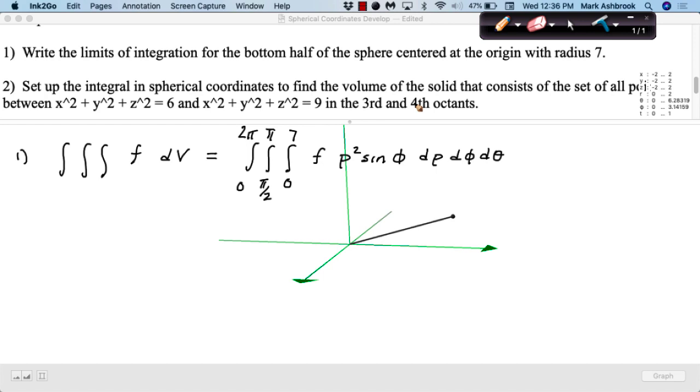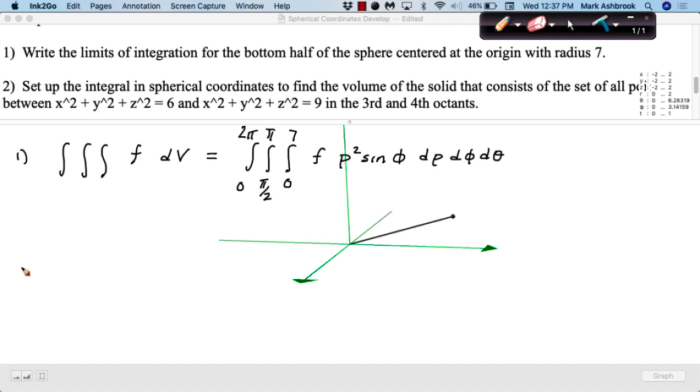Does this example make sense? Okay, so the next one's just slightly harder, but not bad. We want to set up an integral in spherical coordinates to find the volume of the solid that consists of the set of all points between x squared plus y squared plus z squared equals 6 and x squared plus y squared plus z squared equals 9, in the third and fourth octants. Remember, the third and fourth octants are above the xy plane, above the third and fourth quadrants. So it's back here, upper left in the back, and upper left in the front. So see if you can do that.